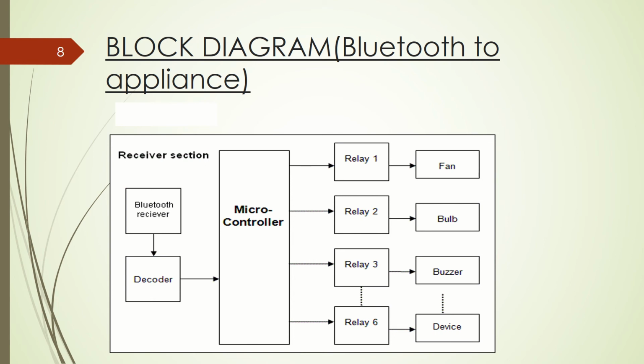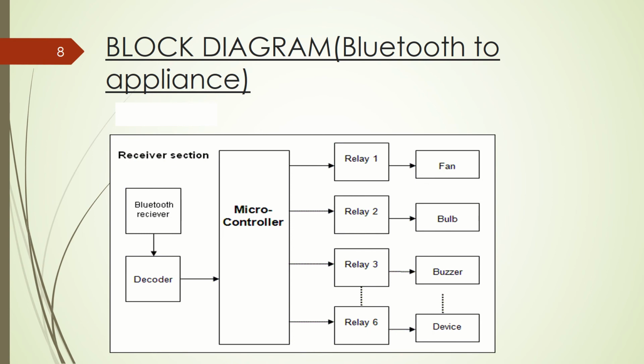Now this is the overall block diagram. This is just the block diagram of the receiver section wherein the commands are sent. This is the Bluetooth part. The Bluetooth receiver receives the commands in a binary format. The decoder decodes the command and sends it to the microcontroller, wherein the program is written according to that command. The relays are switched accordingly. As you can see, there are multiple devices connected to it: fan, bulb, buzzer, and other devices. This is basically the block diagram, and this is just the Bluetooth part.